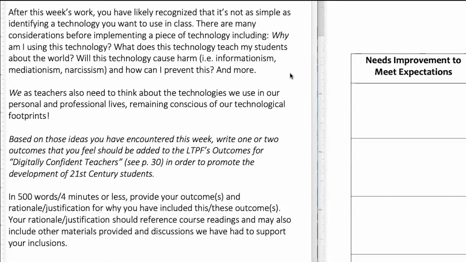If you'd like to read the assignment, I would encourage you to pause the recording at this time and take a minute to read. So in summary, I'm looking for students to write 500 words or 4 minutes or less. I do give students the option to write a short reflection or to complete a video or audio reflection. I ask them to provide 2 outcomes and a rationale or justification for why they've included these outcomes. Their rationale should reference course readings and may also include other materials provided and discussions we have had to support your inclusions.